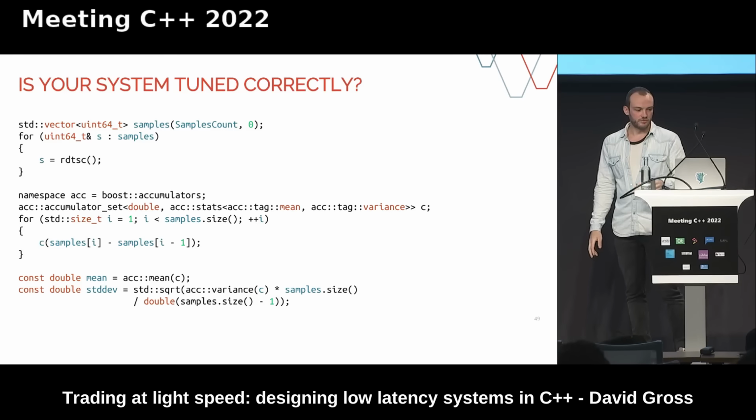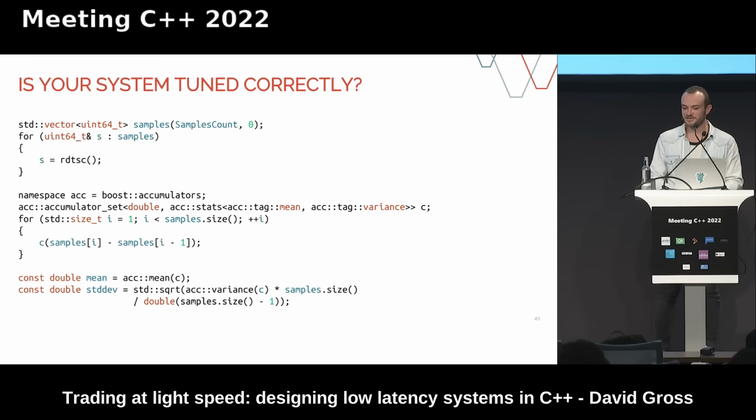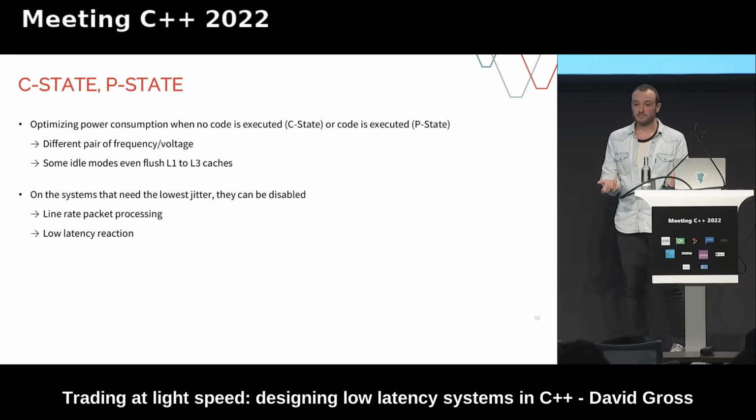This is code actually, just for reference. So again, calling TSC, using some boost accumulator to not do any mistakes when calculating the statistics. But the main difference between these two graphs are C states and P states. So your CPU is optimized for power consumption. And the first one is then P states.